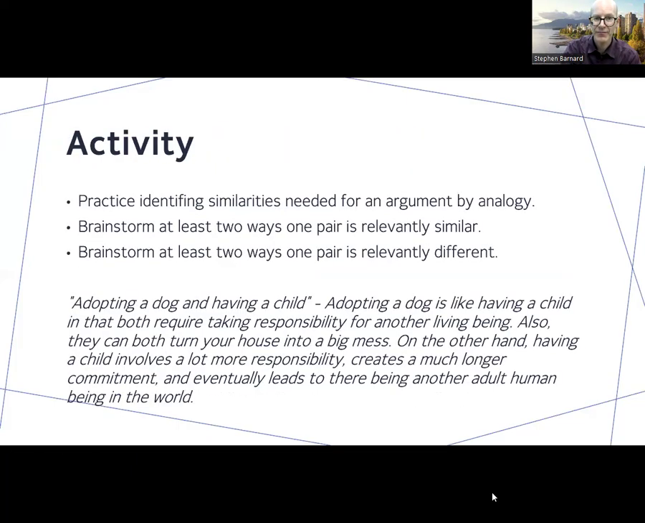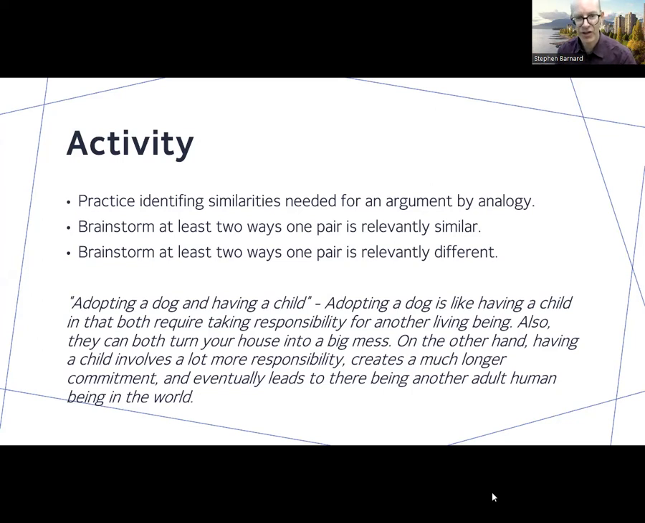Okay. So what's another one here? I've got one more example here. Adopting a dog and having a child. Okay, adopting a dog is like having a child, in that they both require taking responsibility for another living being. Now, everyone's going to understand that adopting a dog and having a child are not exactly the same. But for this analogy, we have to see if there are relevant similarities, and are those relevant similarities strong enough to make this analogy work?